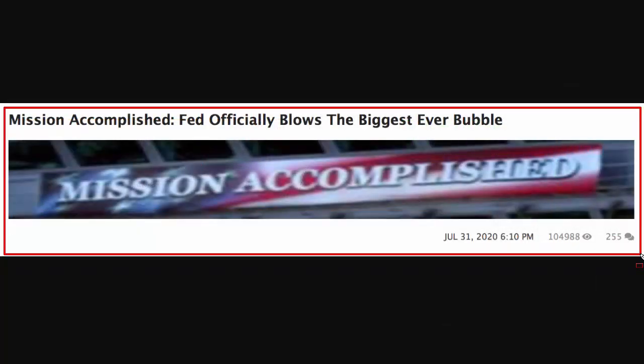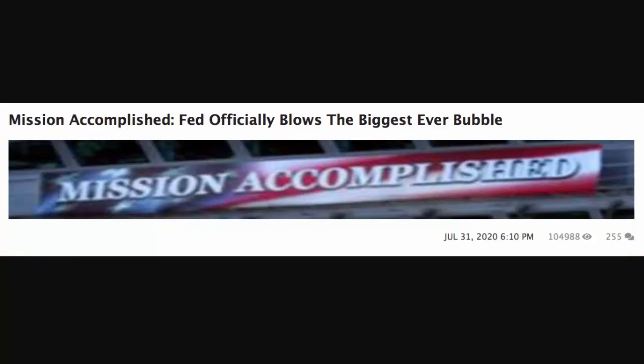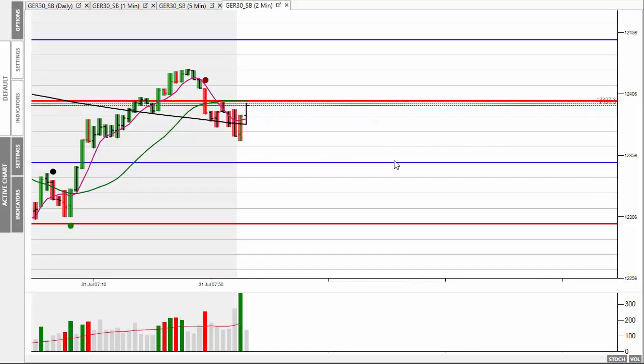So Friday's main headline is that mission accomplished, Fed officially blows the biggest ever bubble. We know this is the biggest debt bubble, stock market bubble, housing bubble. There are bubbles everywhere and eventually we know what happens, all of the bubbles burst. But at the moment, the Fed is also managing to keep the stock market on the highs as well, which we'll see as we go through Friday's trades.